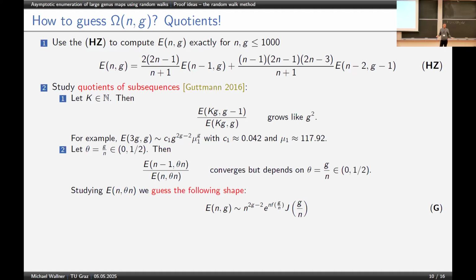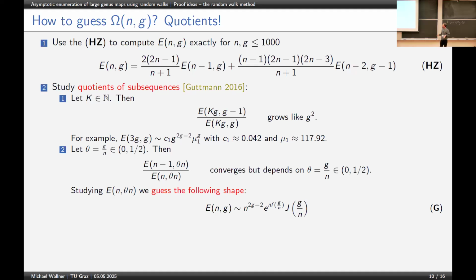Then you look at other quotients as well. For example, you fix theta as g over n, which is the relation between the genus and the linear case in the genus. And you look at a similar quotient, where we now look at the subsequence E_{n,θn}. Again, the first one you can think of as the upper boundary, and the other one as the lower boundary. You look at some rays, and it seems to converge to something. It always depends on theta.